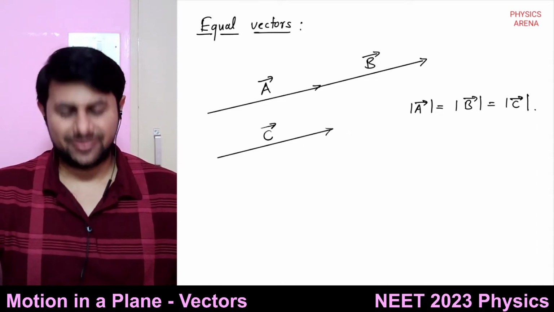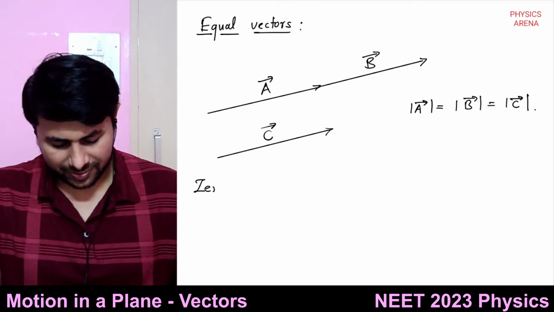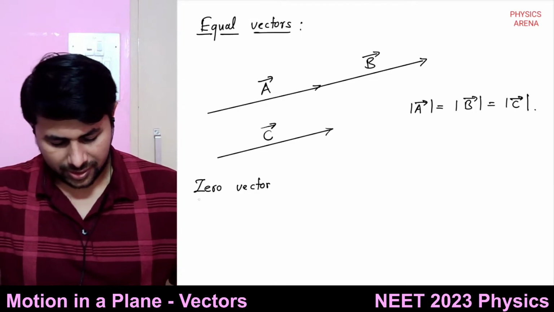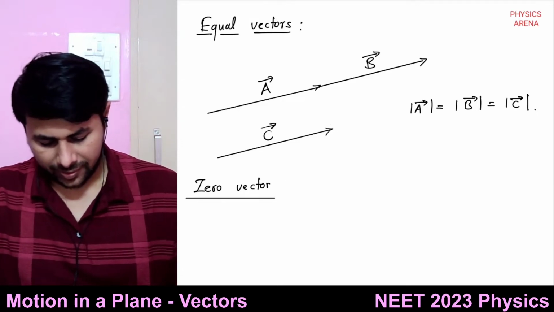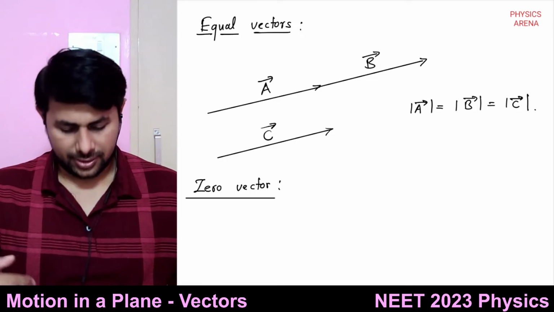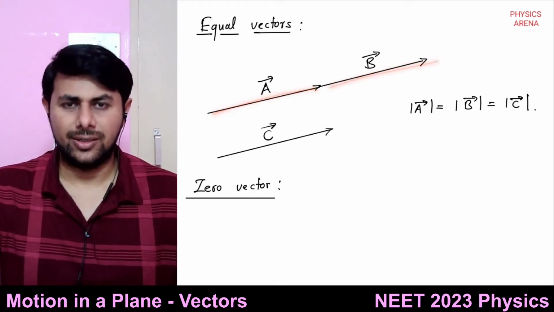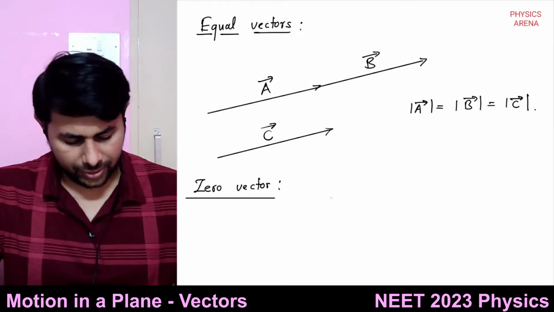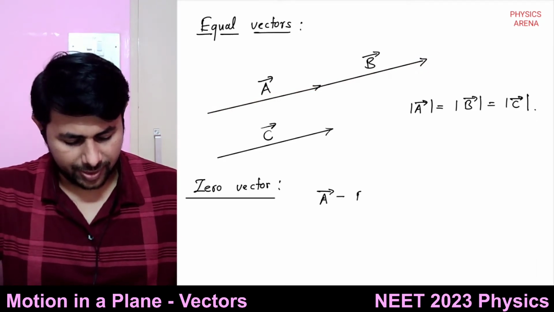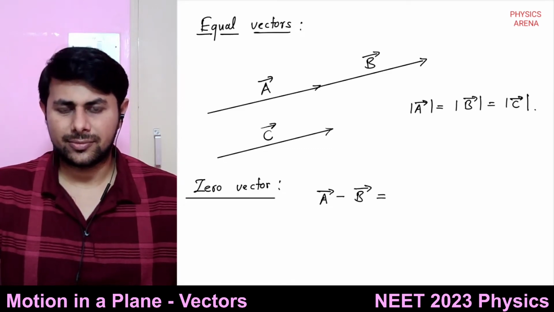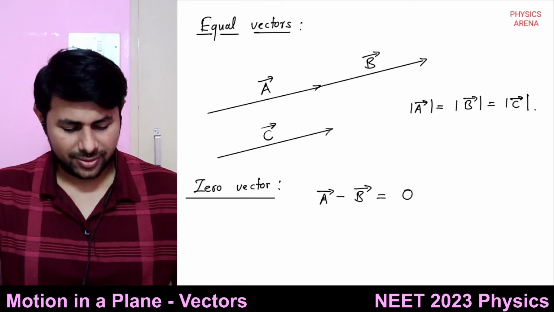No sir. Okay, next, zero vector. So what is a zero vector? Now let's suppose I take this A bar and this B bar, and I do this operation A bar minus B bar. So what will be the answer? Zero vector. It will be zero, right?